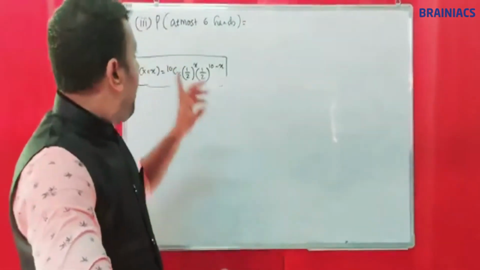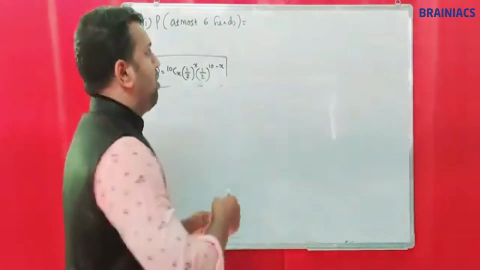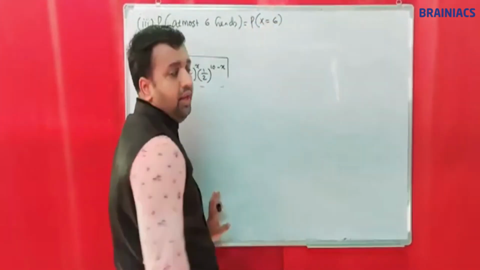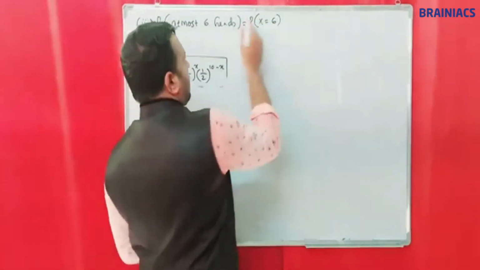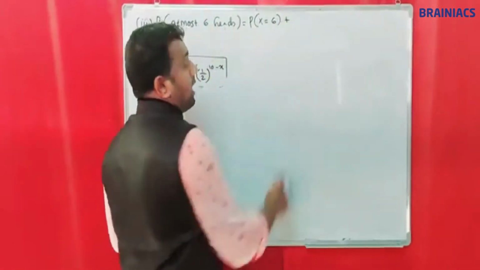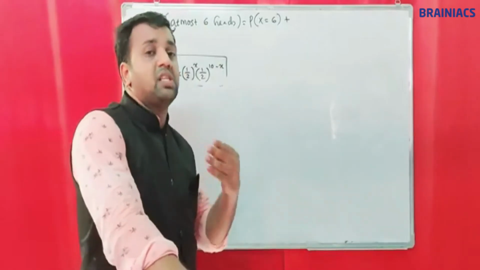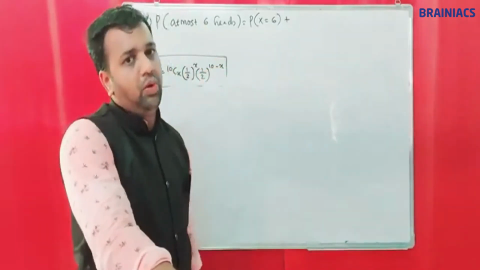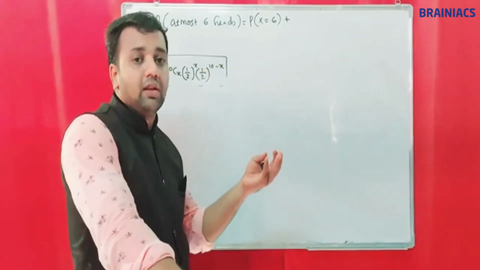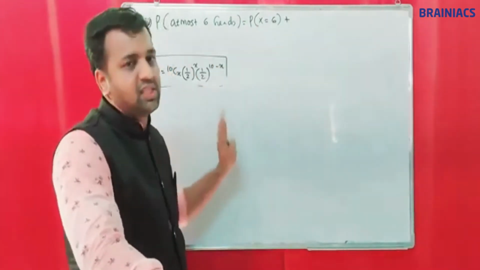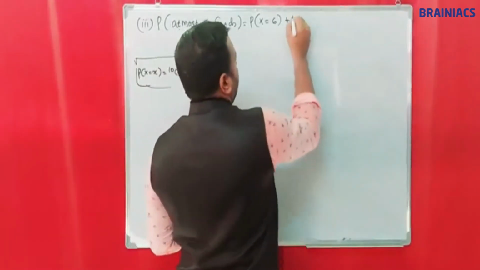Next is P of at most 6 sets. P of at most 6 sets means P of x is equal to 6 and the value will be decreasing. At most means maximum 6. Maximum 6 means 6 will be the highest value, and the rest of the values will be less than 6. So the value will be decreasing.